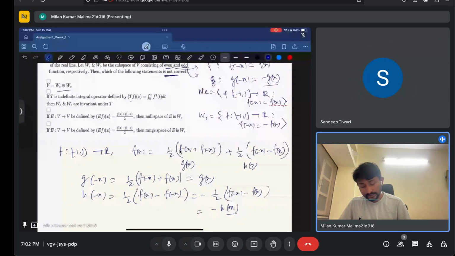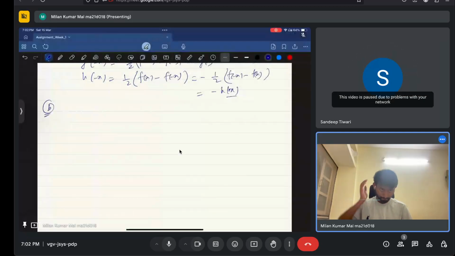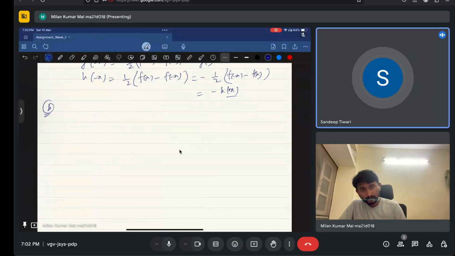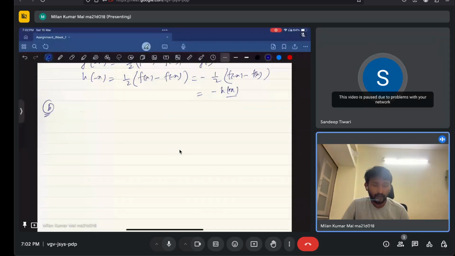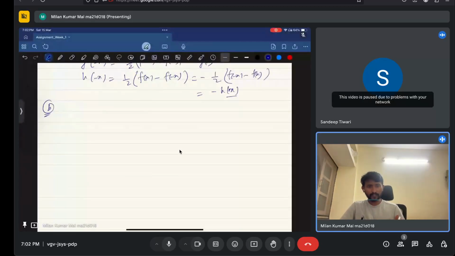Second, T is the indefinite integral operator defined this way, then W_e and W_o are invariant. That is not correct as an answer to this question. Why is it not correct? Every constant is an even function, and when you integrate it, you get x, something times x. So that is an odd function.